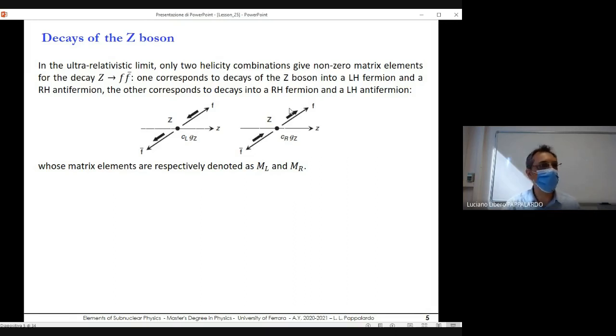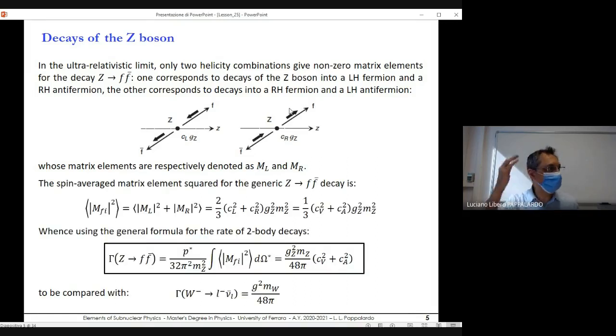Clearly, since both things can happen, we have to merge them together, to average them together. So we can estimate, as usual, the spin-averaged matrix element squared for the generic decay of the Z boson into a fermion-antifermion pair, which is essentially given by the sum of the squares of these two matrix elements.